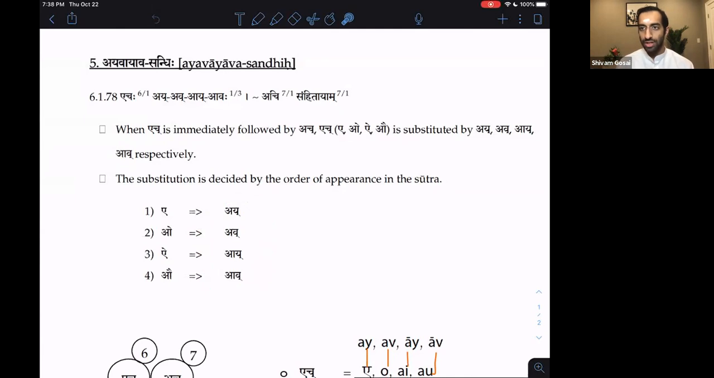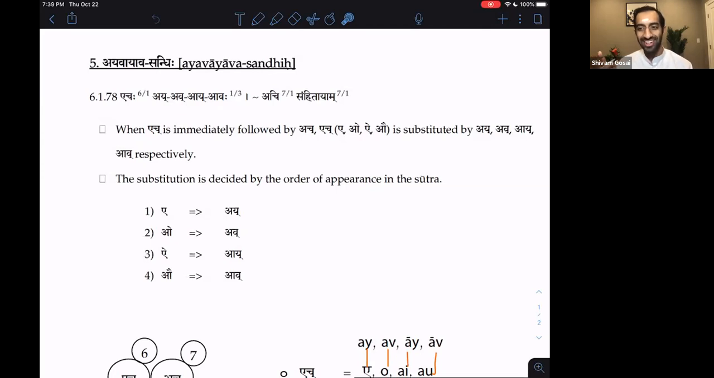So you can repeat after me. Ayavāyāva-sandhiḥ. Okay, so two short: ay, av, and then long: āy, āv. So ready? Ayavāyāva-sandhiḥ. Ayavāyāva-sandhiḥ. Okay, so Medaji doesn't like when we do this, but sometimes we call it Ayadi Sandhi, just to make it short.